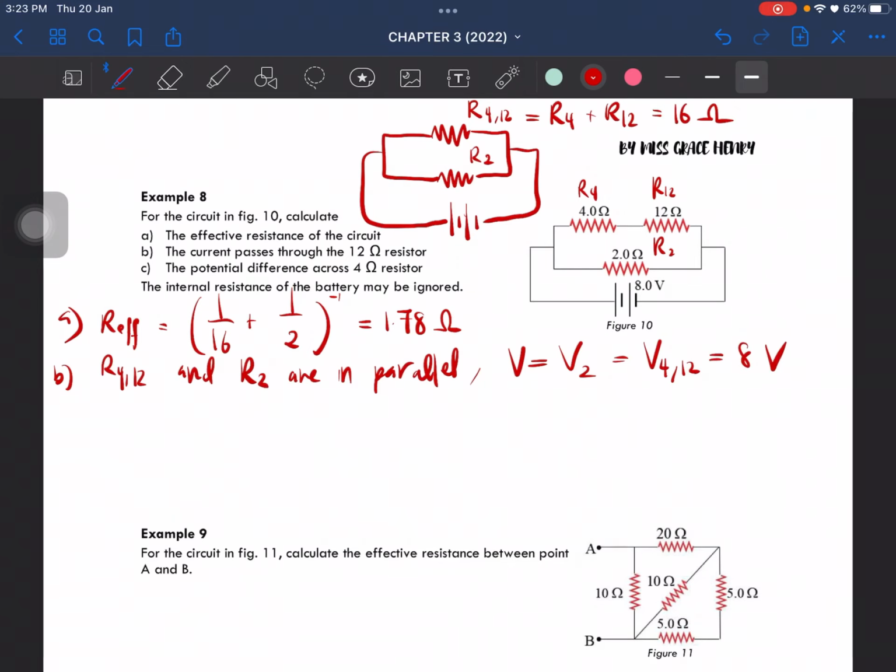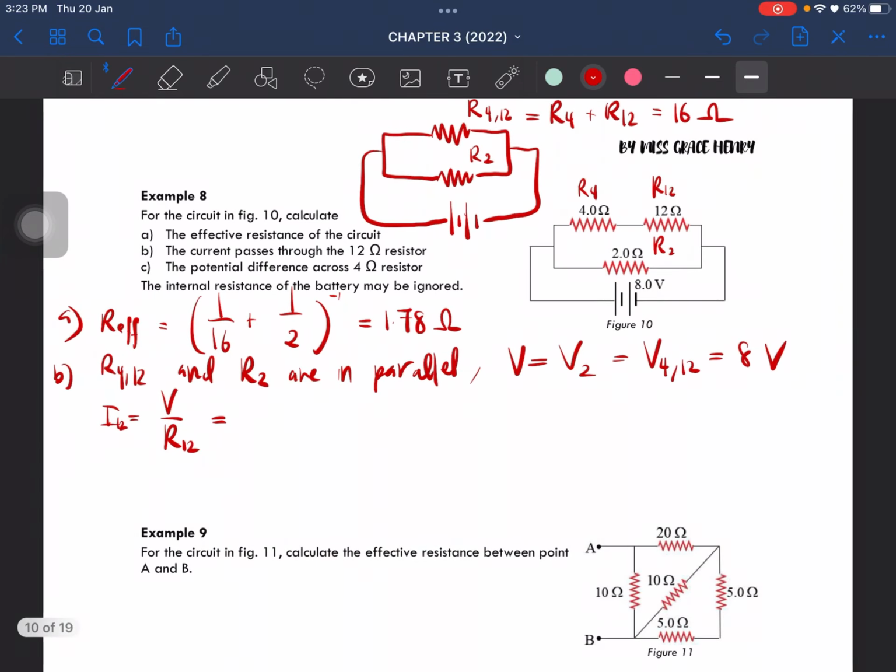So we can just use I equal to V over R. This is for the 12 ohm resistor. So you should get the value of 0.5 ampere. Okay? Can you understand?